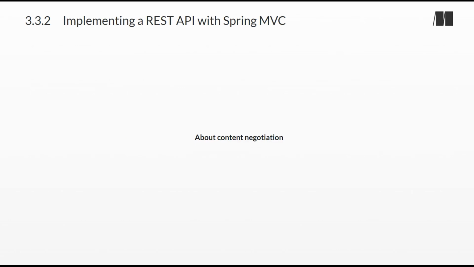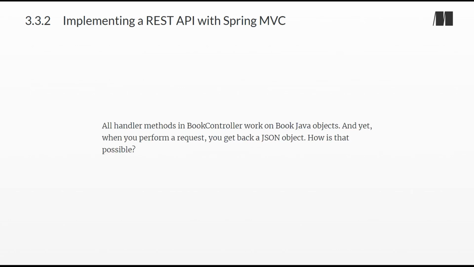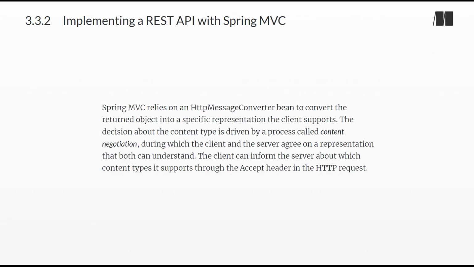About content negotiation. All handler methods in BookController work on Book Java objects. And yet, when you perform a request, you get back a JSON object. How is that possible? Spring MVC relies on an HTTP message converter bean to convert the returned object into a specific representation the client supports.